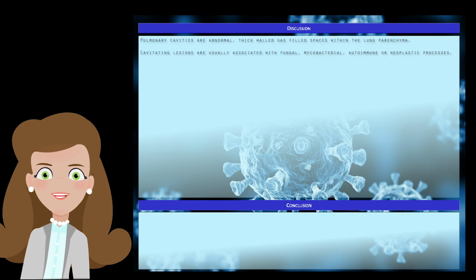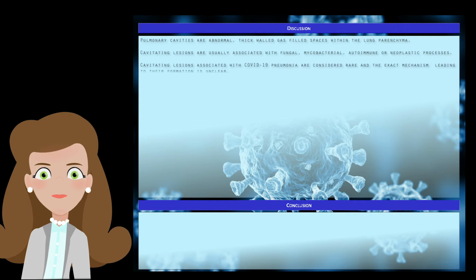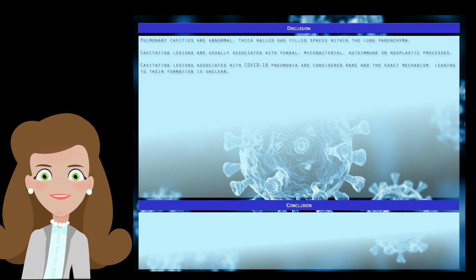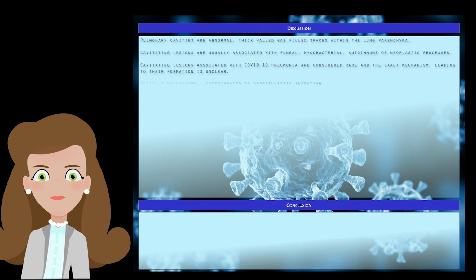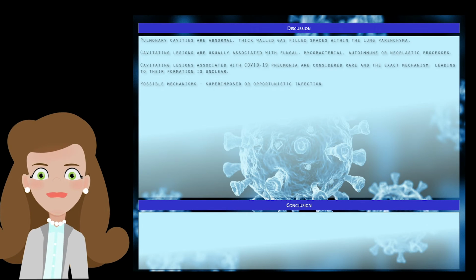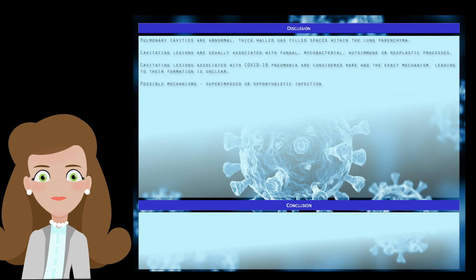Cavitating lesions associated with COVID-19 pneumonia are considered rare, and the exact mechanism leading to their formation is unknown. Possible mechanisms proposed in the literature include superimposed or opportunistic infection due to tissue infarction, or may be part of the natural history of severe disease. All 5 of our patients had positive microbiology as shown in the table, and it is possible that superimposed fungal or bacterial infection may have contributed to cavity formation.